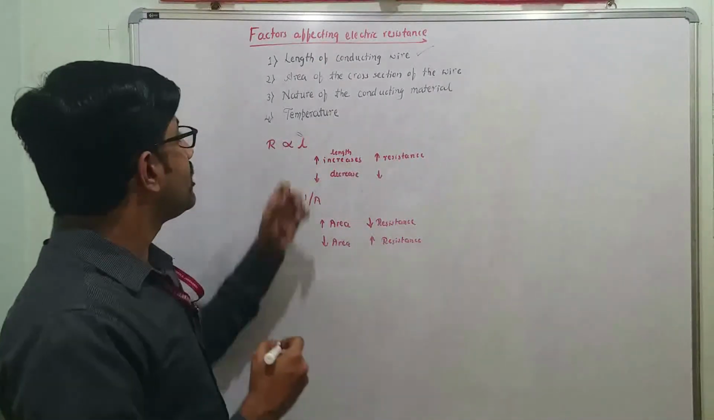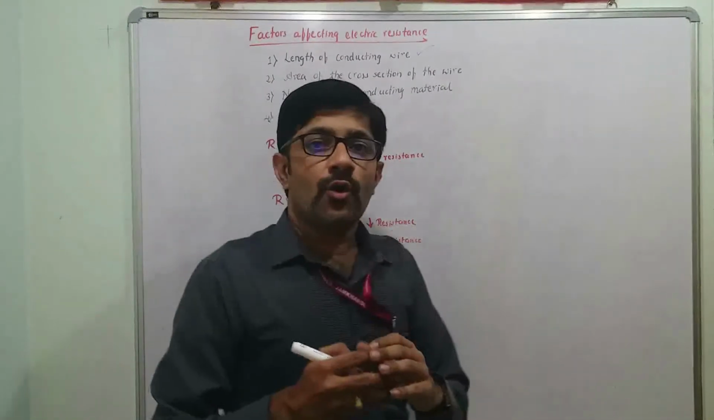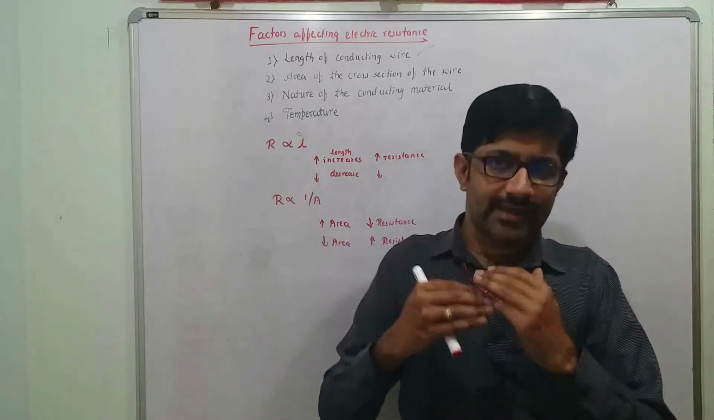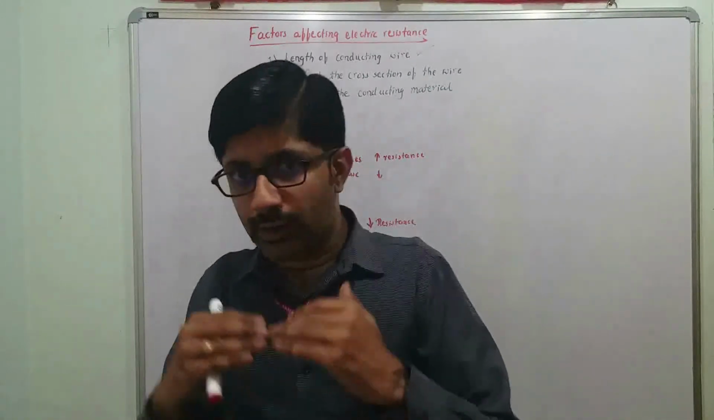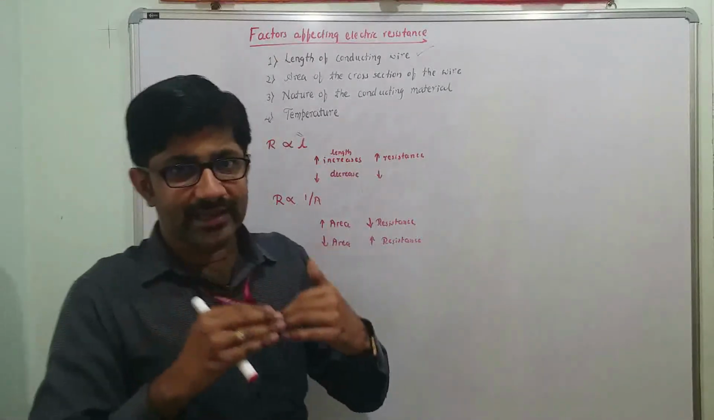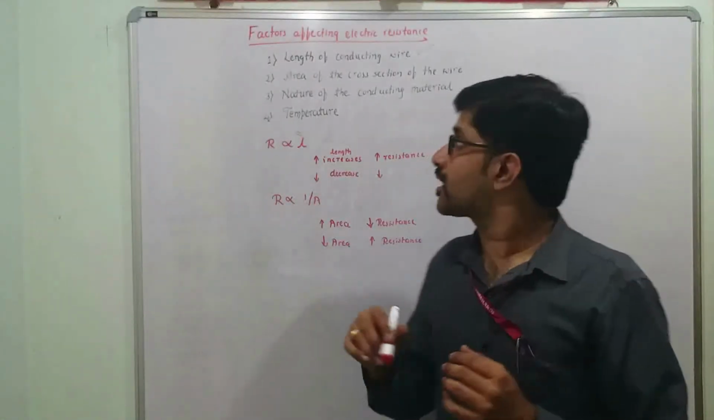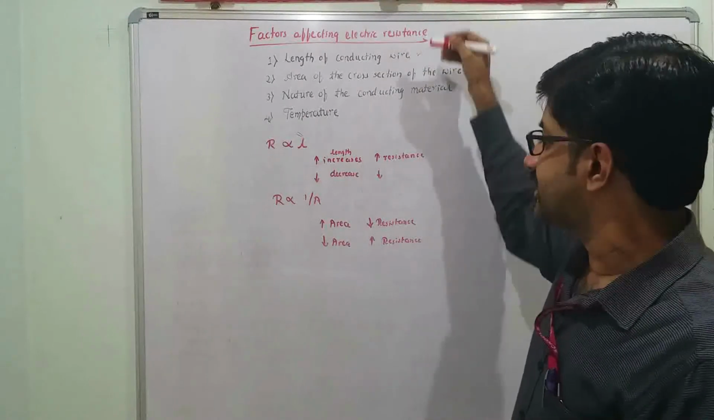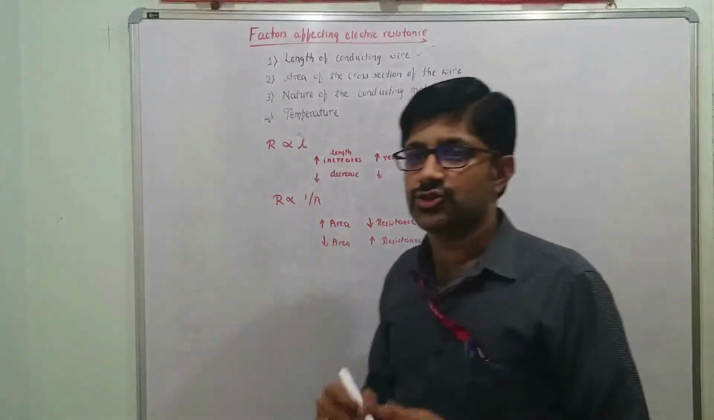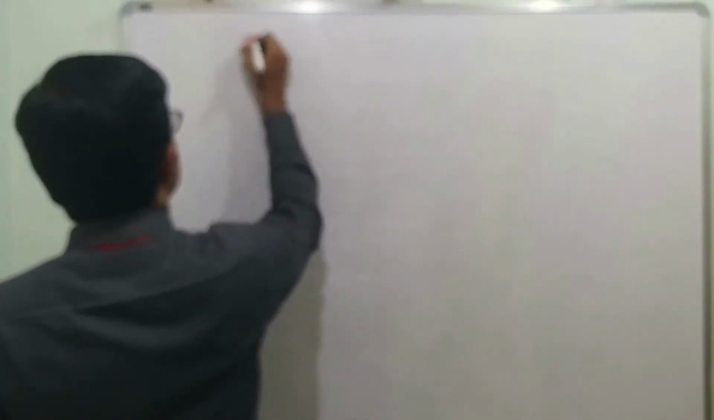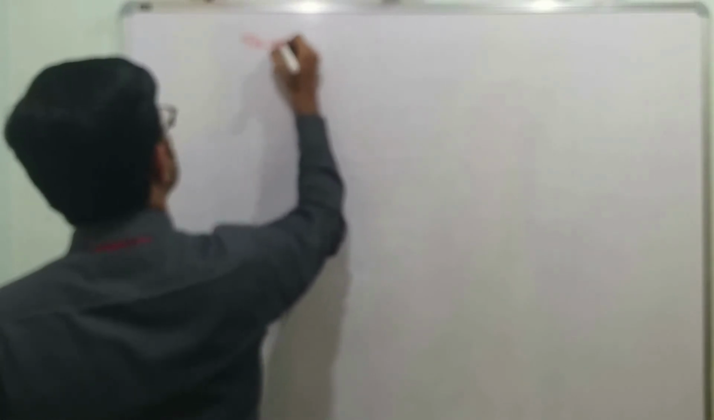And last one will be the temperature. If you increase the temperature, resistance is going to increase. If you decrease the temperature, resistance is going to decrease. So these are all the factors which are affecting the electric resistance. We are heading to the next part, that is the concept of resistivity.